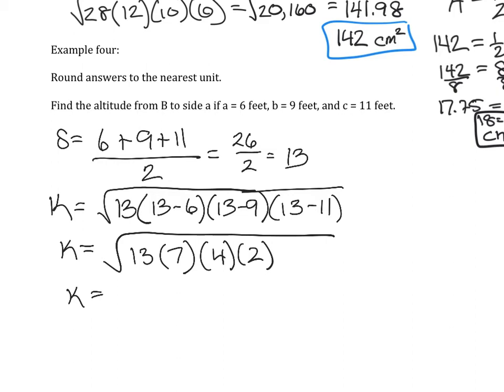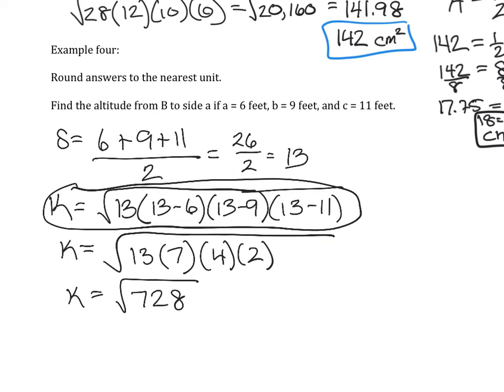If we multiply those out, just so you can see the steps, you can go through and multiply everything together in your calculator. You can take this whole row and plug it right in if you want to. Just be careful and use parentheses. You've got the square root of 728, which is 26.98. Again, I'm going to round to the nearest whole number, so that's going to be 27 feet squared.